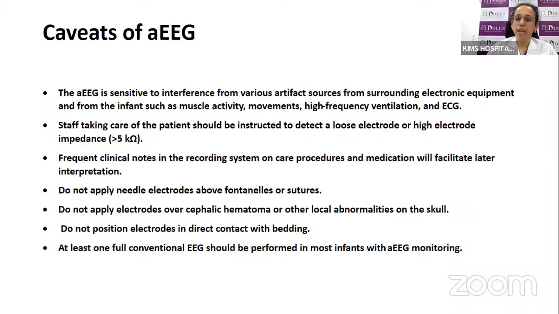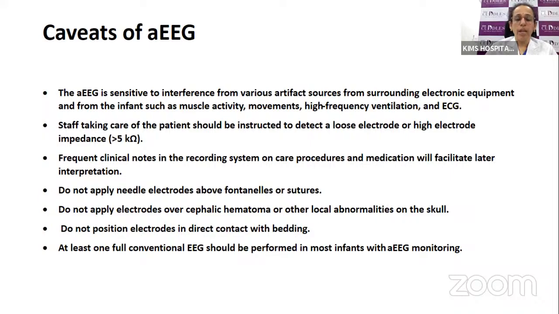And the staff taking care of the baby should be instructed to look for a loose electrode so as to keep the impedance at always less than 10. And frequent recording of the notes in the appropriate care charts for the baby and medication timings also should be noted down to facilitate the later interpretation of the aEEG.